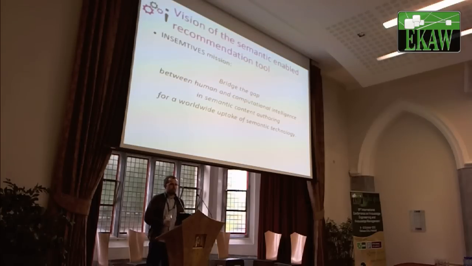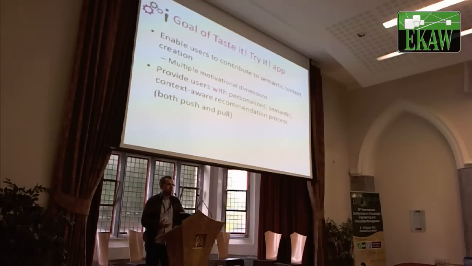This is not only true for recommender systems, this is true for the rest of the web also. That's why the Incentives project was created. The mission was to bridge the gap between human and computational intelligence in semantic content authoring for a worldwide uptake of semantic technology. And our university's contribution to the project was the creation of the Tasted Try It mobile application, which was to enable users to contribute to semantic content creation by using multiple motivational dimensions that I will talk about in a few minutes. And on the other hand, we wanted to provide users with a personalized, semantic, context-aware recommendation process that I will also say something about in a few minutes.